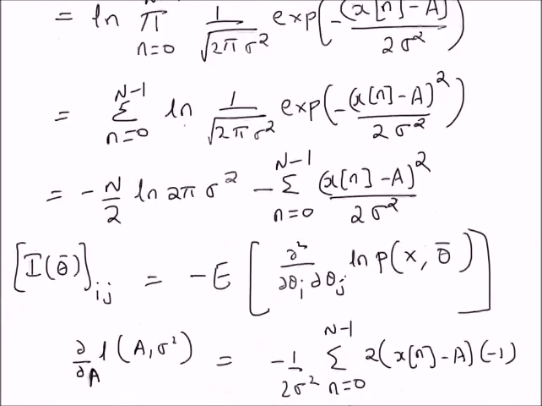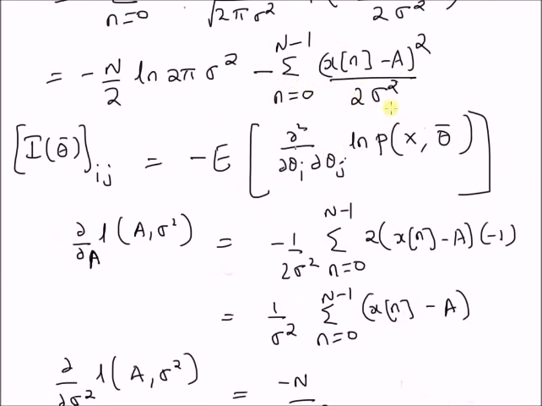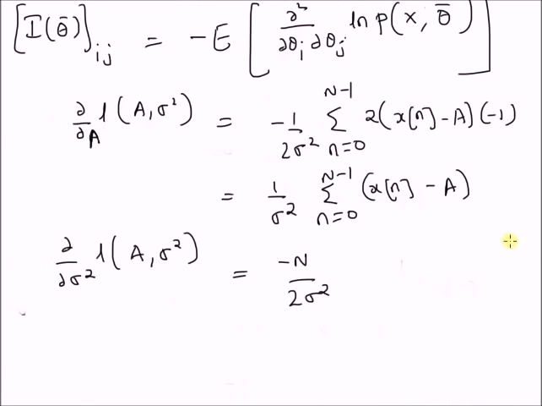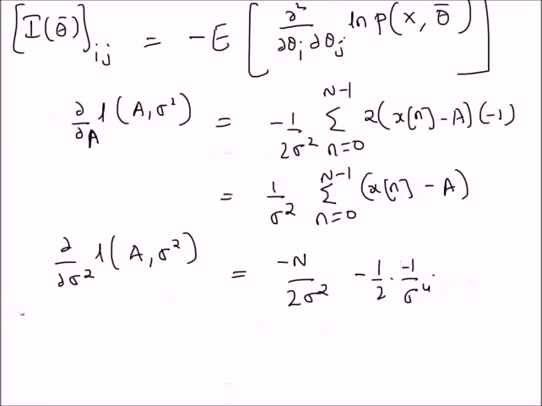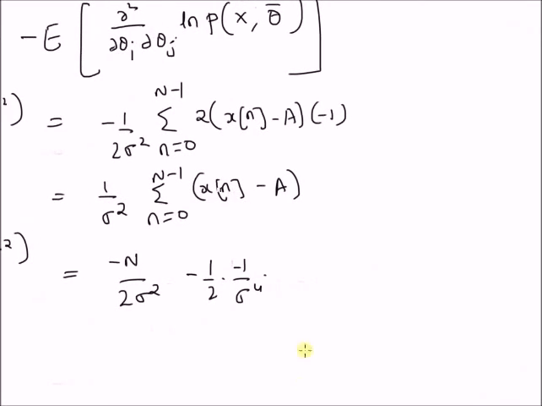And for the second term, the derivative is with respect to 1 by sigma square, and the rest of the sum can be treated as invariant with respect to sigma square. So we have minus 1 by 2 into minus 1 by sigma power 4, that is the derivative of 1 by sigma square, into the summation n equal to 0 to n minus 1 of (x of n minus a) whole square.